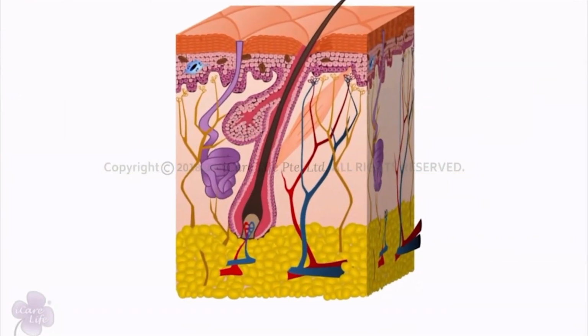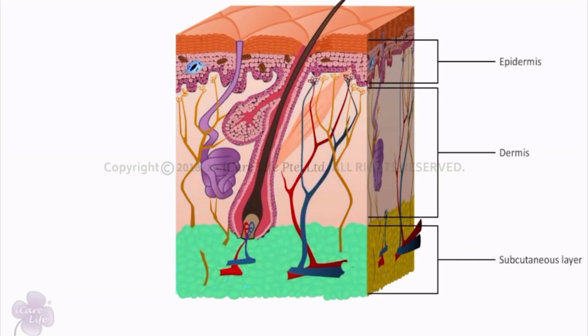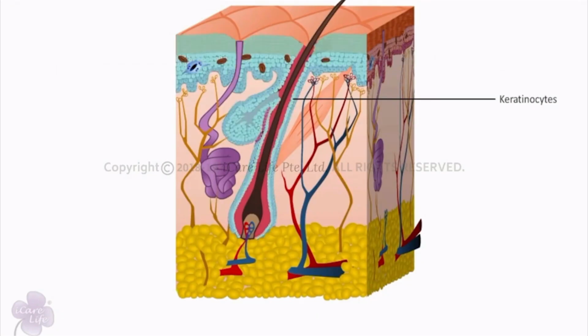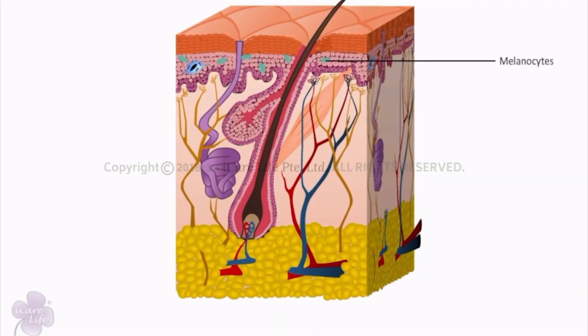The skin is made of 3 layers, which are the epidermis, the dermis, and the subcutaneous layer. Epidermis is made of 3 types of cells, which are keratinocytes, melanocytes, and Langerhans. Keratinocytes produce a protein, keratin, which helps in creating the layers of skin. Melanocytes produce melanin pigment, which gives color to our skin and protects us from harmful rays of the sun. Langerhans protect the body against infections.